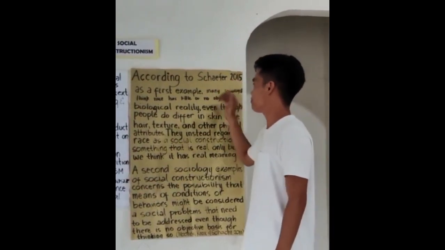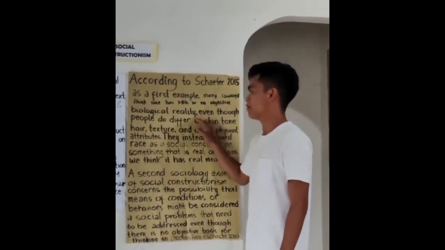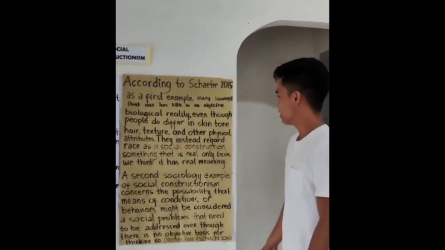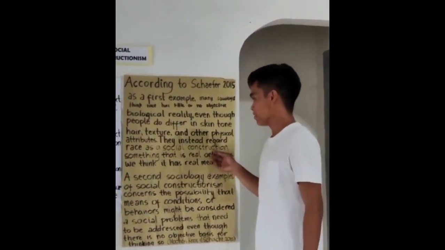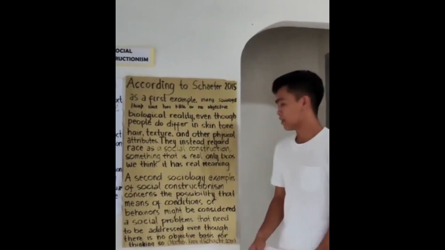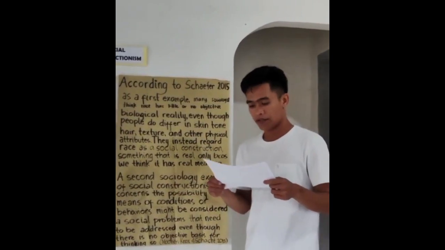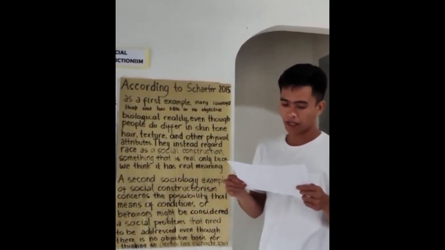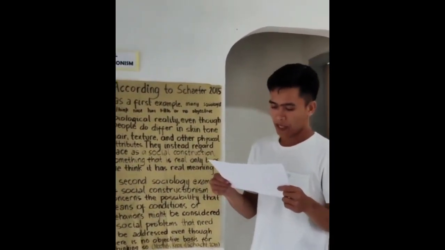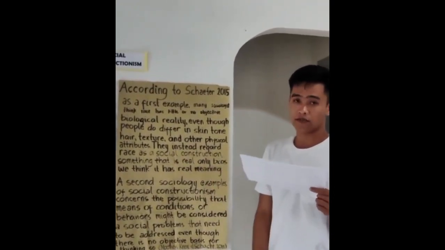According to Schaeffer 2015, as a first example, many sociologists think race has little or no objective biological reality, even though people do differ in skin tone, hair texture, and other physical attributes. They instead regard race as a social construction, something that is real only because we think it has real meaning. Race is not biological, it is a social construct, because race has an impact on our identity and life chances based on skin color or other physical attributes. It emphasizes how abstract ideas like race, gender, rules, and beauty are not natural or normal.